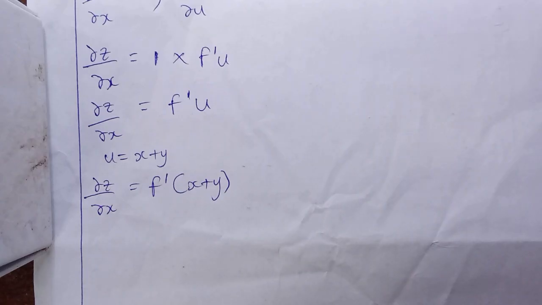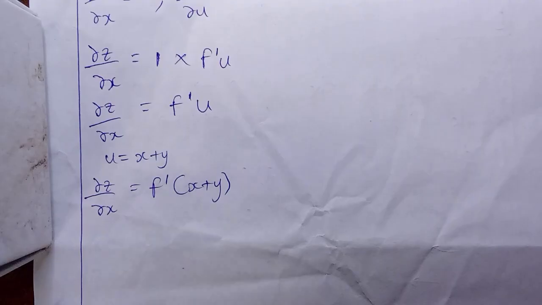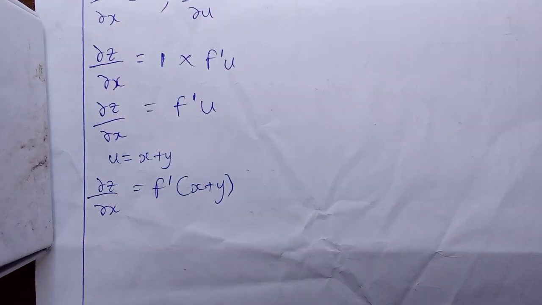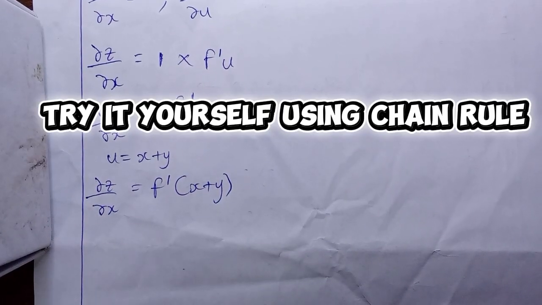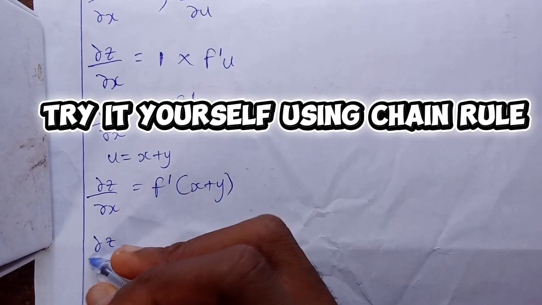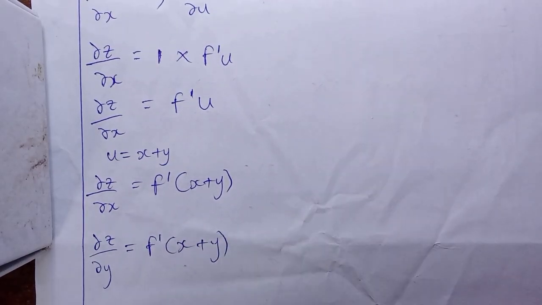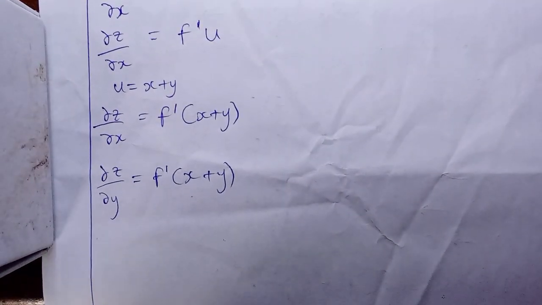Now we have to do the same with respect to y. Remember, to form a PDE, I have to differentiate partially with respect to x and partially with respect to y. We have done that with respect to x using our chain rule. So your assignment is to differentiate partially with respect to y and check if you get the same thing. If you differentiate it properly, you get that the partial of z with respect to y is also f prime of the bracket x plus y.